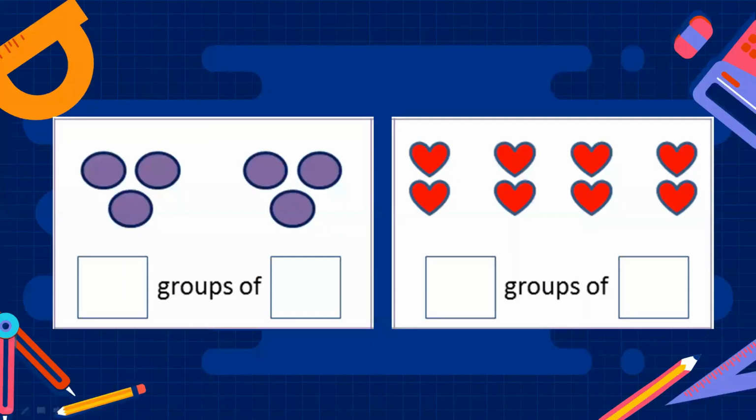Now let us try to answer multiplication problems using groups of. So first we have how many groups you can see on your screen. How many groups of circles are there?